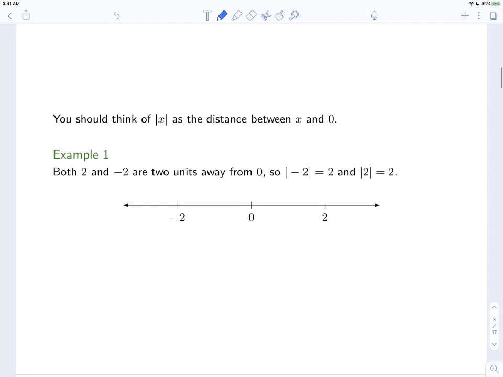You want to think of the absolute value of x as the distance between x and 0. So for example, both 2 and -2 are 2 units away from 0, so the absolute value of both of those is 2. The distance between 0 and 2 is 2. The distance between 0 and -2 is also 2. So the absolute value of -2 is the distance from 0, which is 2, and the absolute value of +2 is the distance away from 0, which is 2 units.